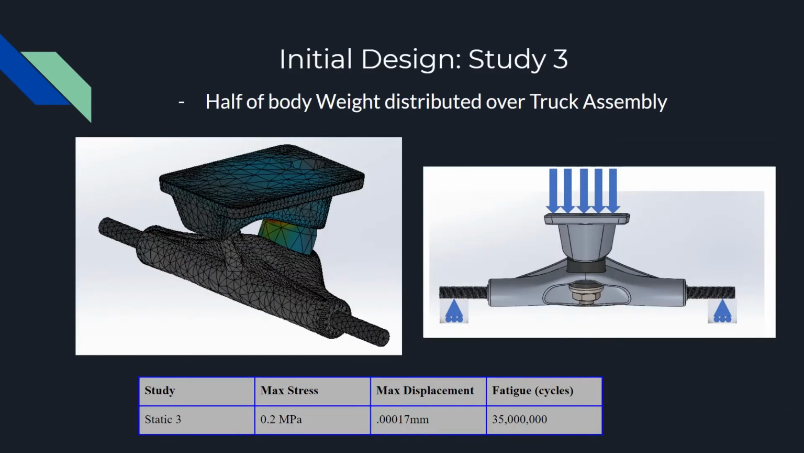A static study was conducted on the trucks by applying roller supports on the axles and a downward pressure load of 0.003 megapascals, which is the load that each set of trucks will experience. The maximum stress reached 0.2 megapascals and the maximum displacement was 0.00017 millimeters. Furthermore, a fatigue test was done, resulting in a fatigue lifespan of 35 million cycles under our impact load. Due to the long lifespan, it was concluded that the system will not fail due to fatigue under normal circumstances.